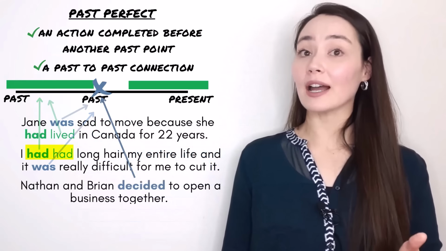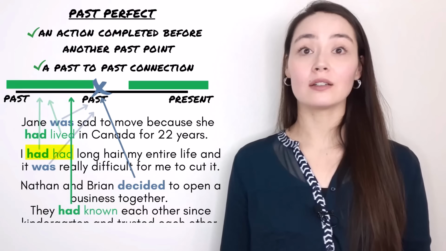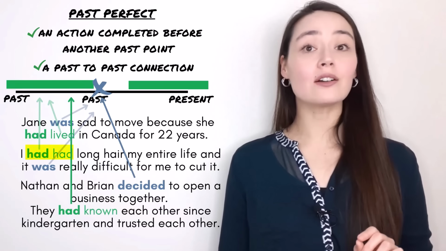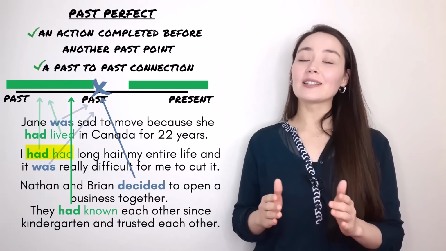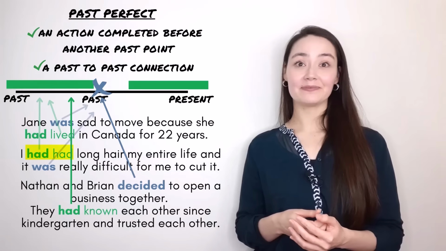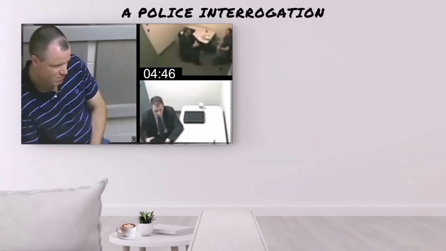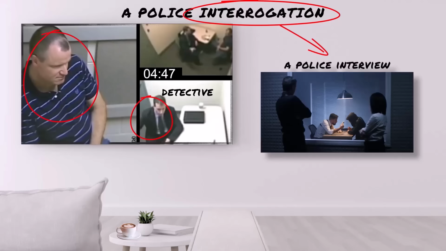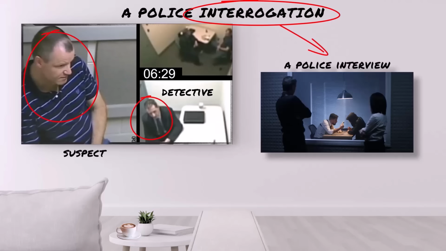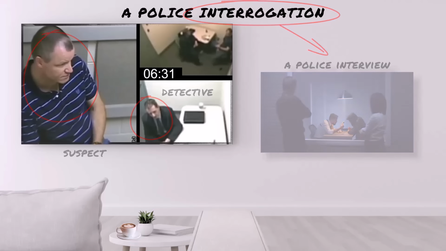Nathan and Brian decided to open a business together. They had known each other since kindergarten and trusted each other. I want you to take a look at a little clip. This is a police interrogation. An interrogation is a police interview. This man is the detective, and this man is who the police think did the crime. He is the suspect. Police interrogations are a great place to find the past perfect because you need to speak about the past in detail.